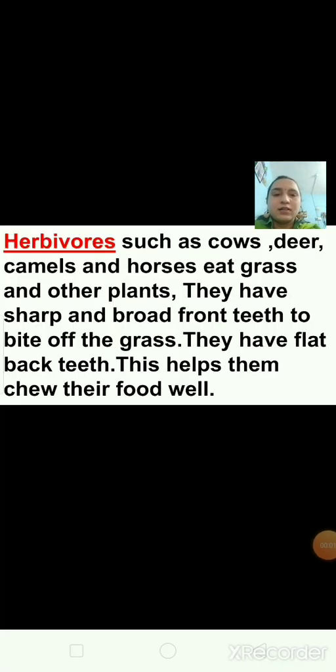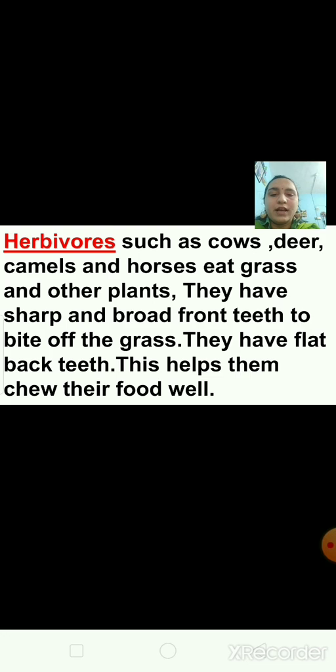Yes, after the food chain, we had seen the eating habits of animals depending upon the type of food they eat. In that, we had learnt about herbivores. Different animals eat different foods. They have mouth parts suited to the type of food they eat, right? Now about herbivores. Herbivores such as cows, deer, camels and horses, they eat grass and other plants.